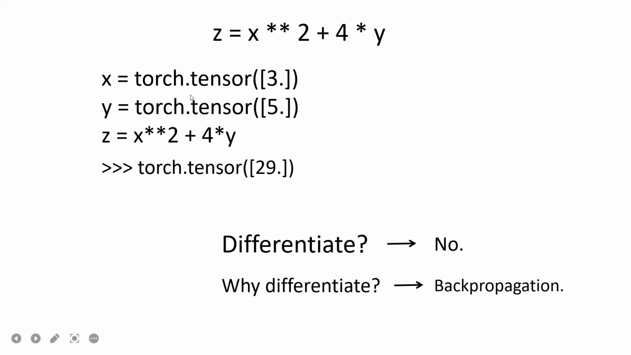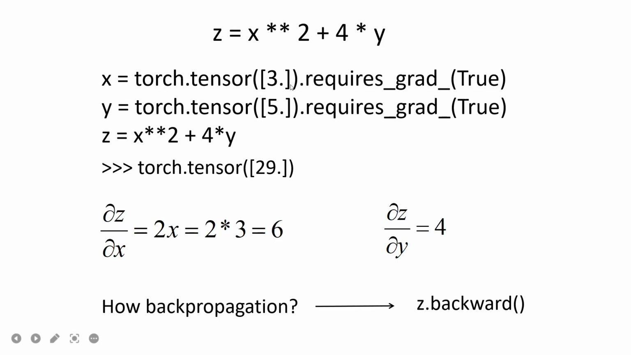You can see x equal to torch.tensor(3). What I have done is I have just added requires_grad and set it to true. Similarly for y, requires_grad equal to true, and nothing else. Then we will define the equation and find the answer. torch.tensor(29) will be the answer.